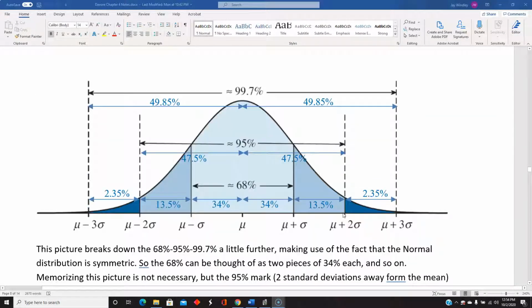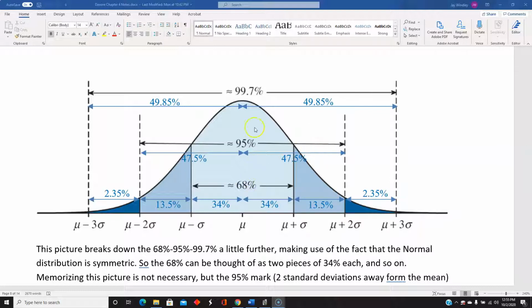So this breaks it down a little bit further. And I used to have, back before we had calculators that did all this, I shouldn't say before we had calculators, but before I had a lot of students that had calculators that did all this, I used to have students memorize this somewhat more complicated chart.